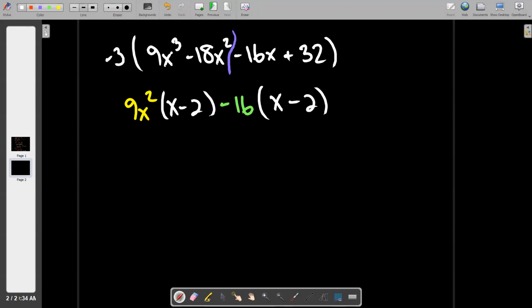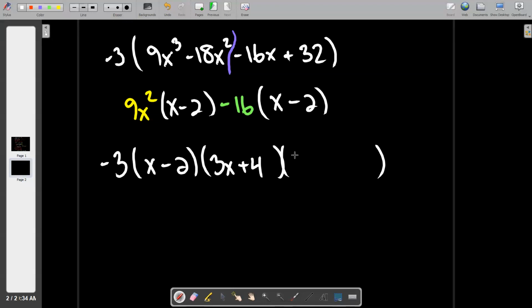Here they are. There's going to be a handful of factors. There's -3 times the commonality x minus 2 times the difference of squares, which again, that yellow and green, kind of a broken record here, difference of squares, factors into 3x plus 4 times 3x minus 4.